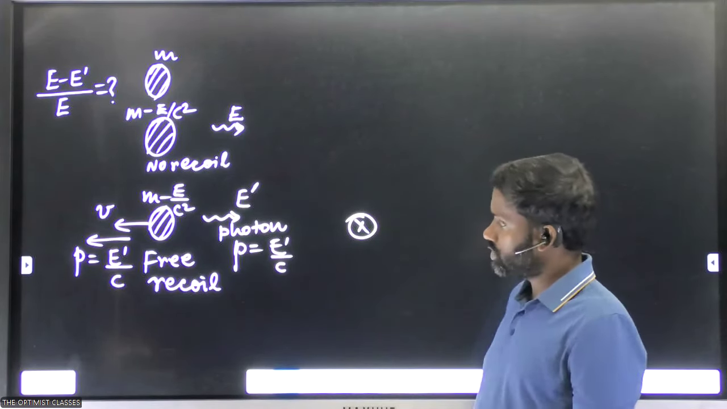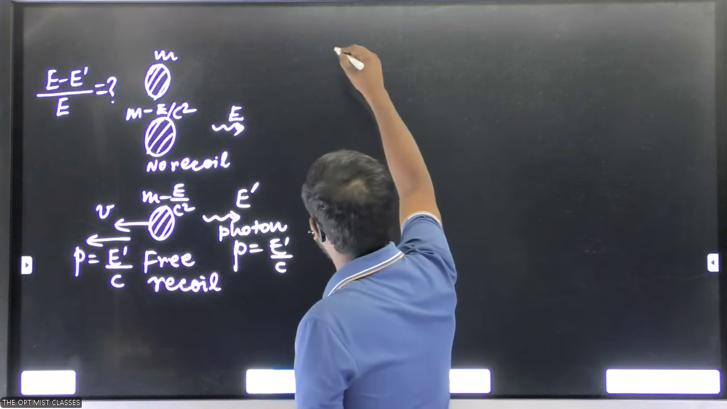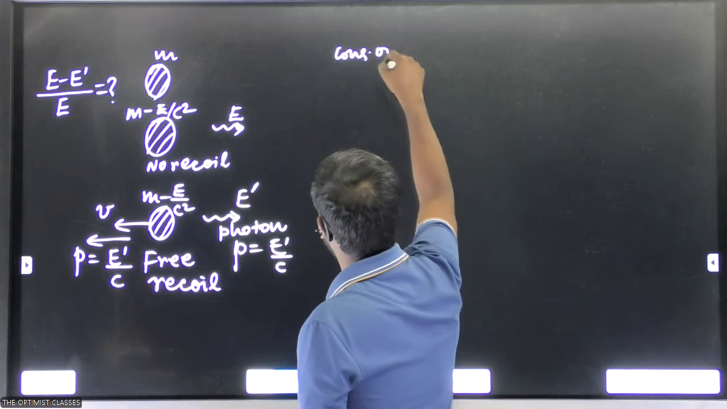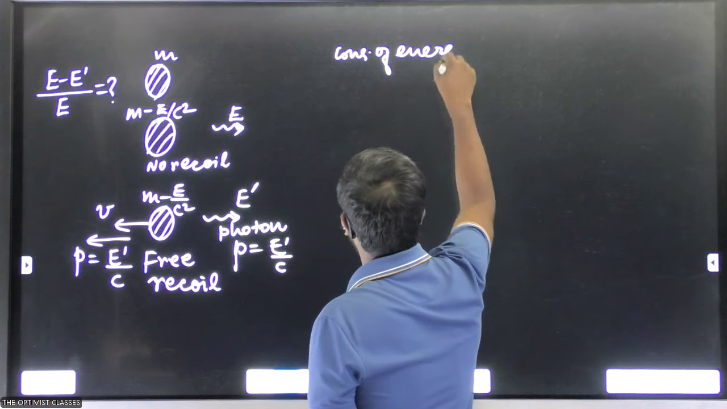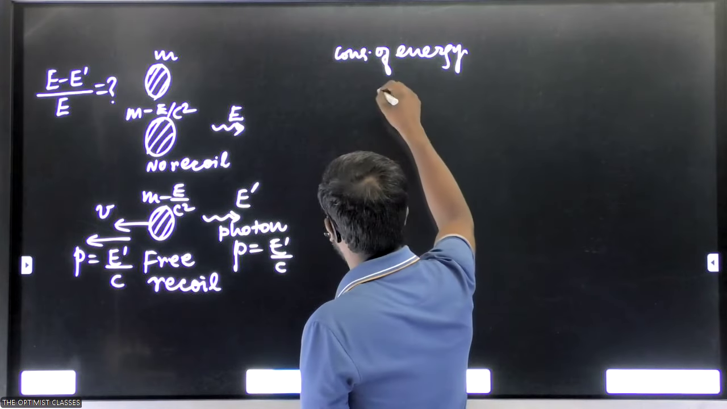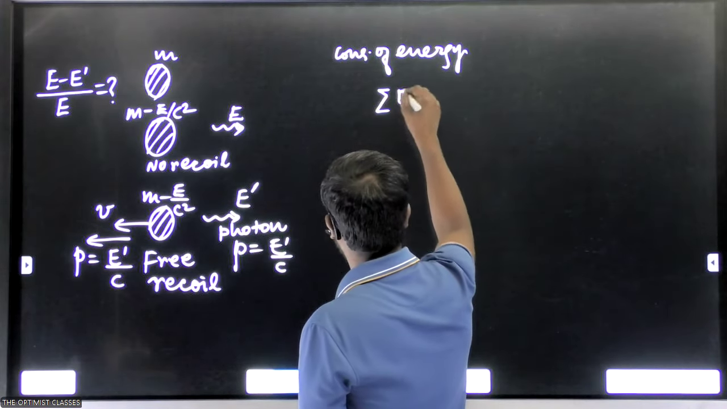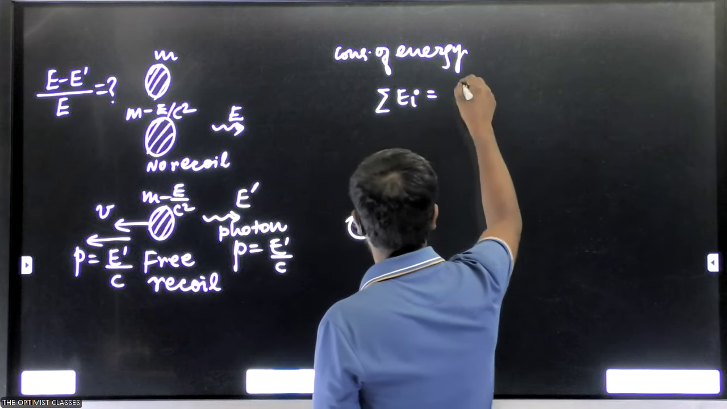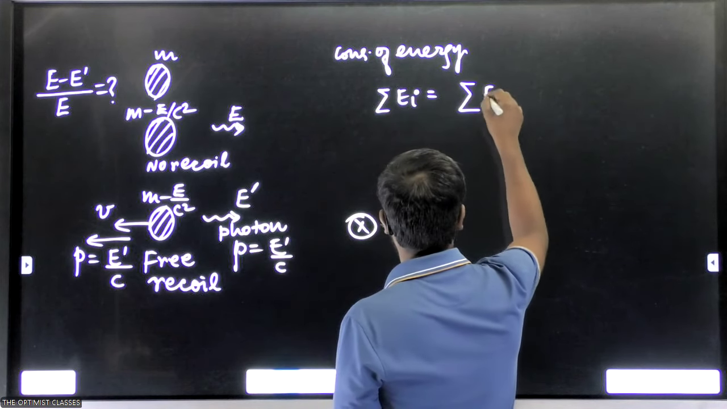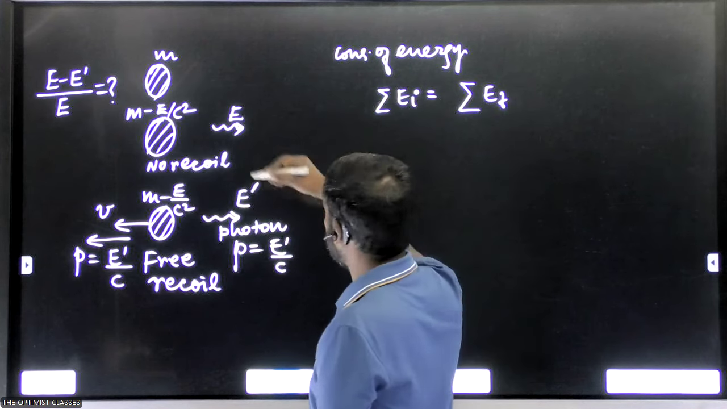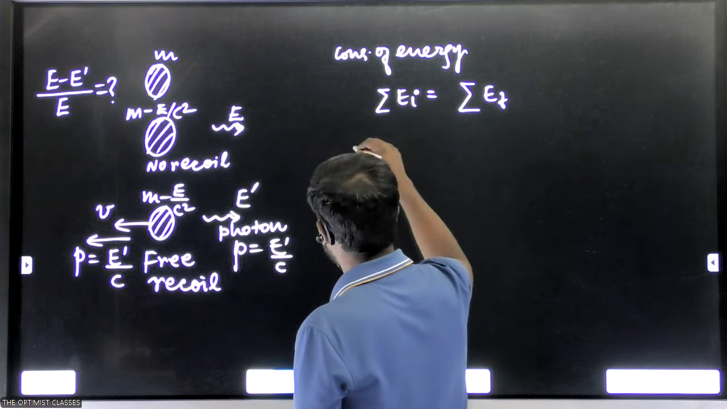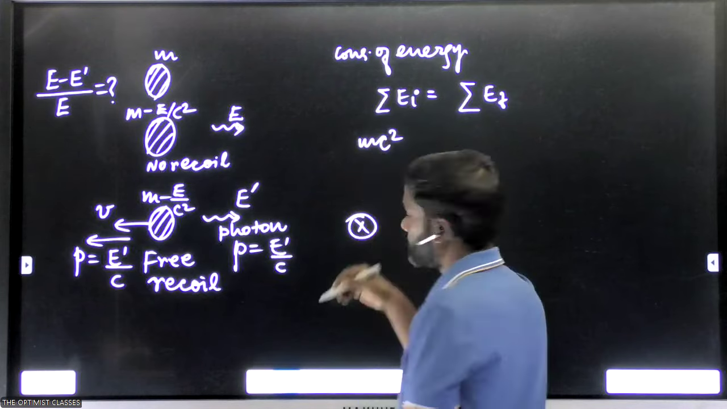Now let us apply conservation of energy here. So we are going to apply here conservation of energy. So we'll say sum of energy initial should be equal to sum of energy final. So energy initially, the nucleus was at rest, so it has rest mass energy mc square.